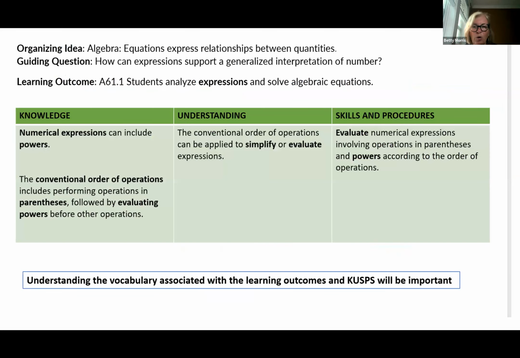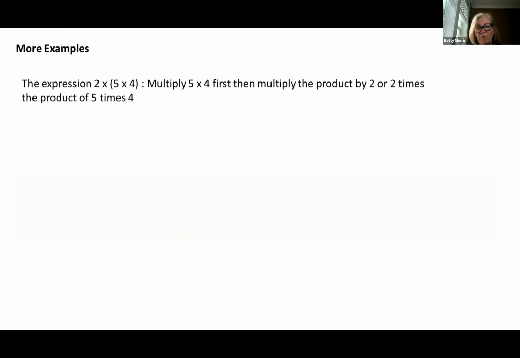And this again, very quickly, now the next step is, and I'm going to go right to numerical expressions can include powers. That's our knowledge statement. And then we're looking at the order of operations again, performing operations in parentheses followed by evaluating powers before other operations. And then we're introducing a new word in here, which is simplify. Simplify or evaluate expressions, because you're going to see that word simplify a lot when you deal with fractions, and then evaluate as well. And again, understanding that vocabulary.